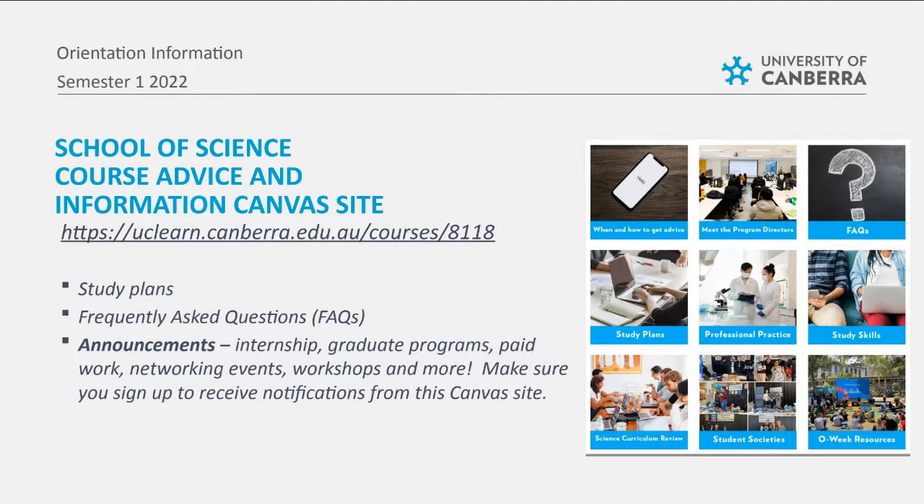All right, so what was that School of Science course advice and information site that I mentioned that all of you should be in? You don't have to enrol yourself in these sites. They should automatically be there. It's a super, super useful Canvas site. So obviously you'll have your units that will be useful in and of themselves, but this general course advice site is super useful. You'll see this on the homepage.